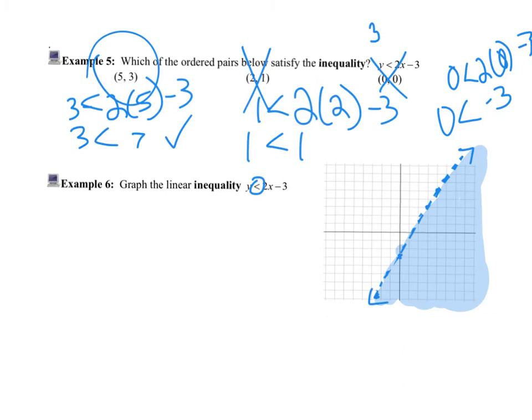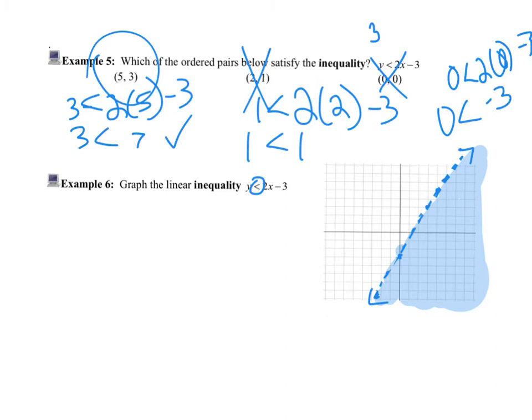So if we think back to these points, 5, 3, 1, 2, 3 is in the shaded area. It was true. 2, 1, sorry, is on the dotted line. It is not part of the solution set if it's on a dotted line. And then, of course, 0, 0 was right here, and it was not a part of it either, which is how those answers came about. So we can graph them.